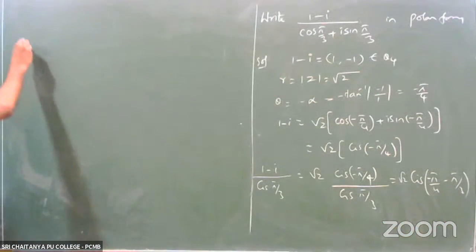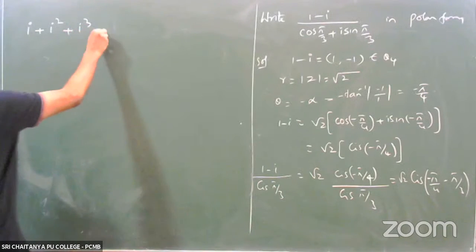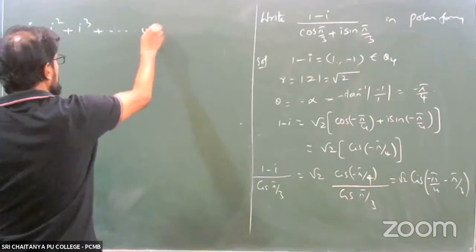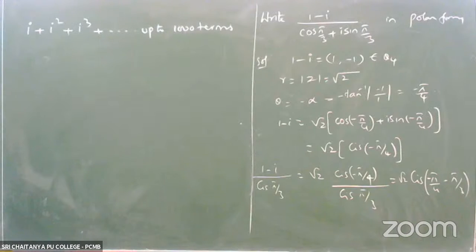Find the sum of i plus i square plus i cube plus and so on up to 1000 terms. Write down this problem: i plus i square plus i cube plus and so on, up to 1000 terms.